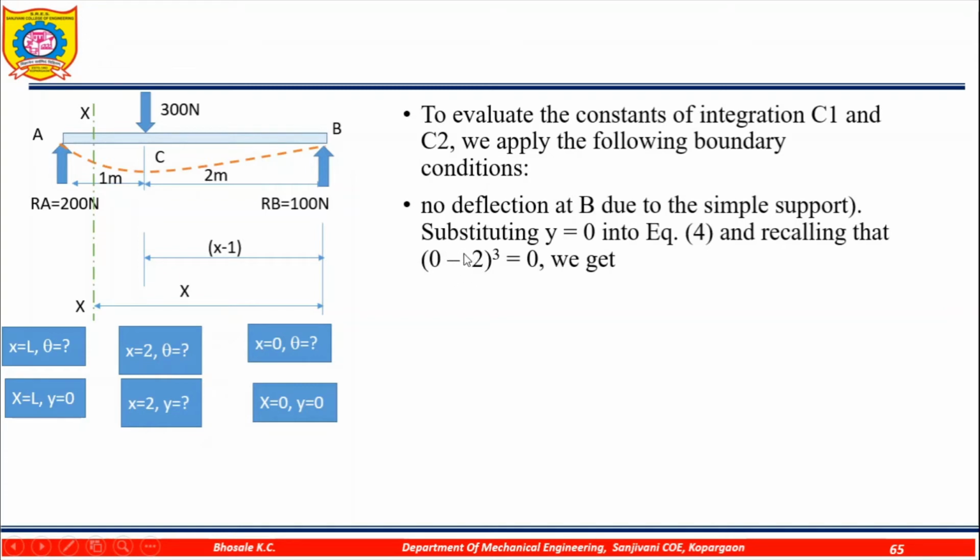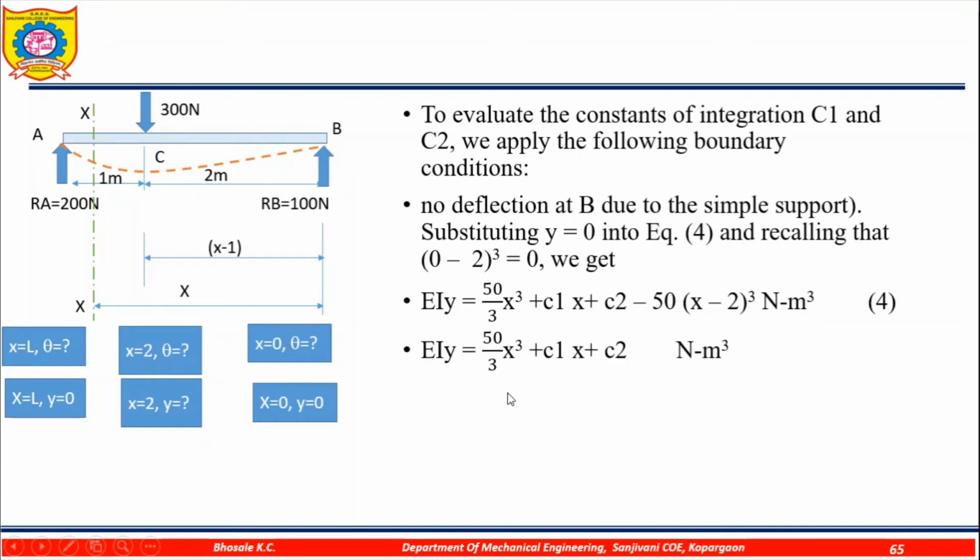When the value in the bracket becomes negative, we have to omit the term. So here we only consider the first term, because the second will become negative. We will not use this second term. From that we can find out the value of C2.